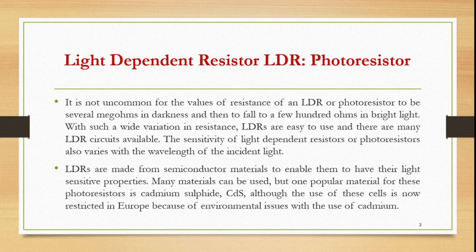These are semiconductor materials that enable them to have the property of sensitivity. So many materials can be used. The popular material for the photoresistor is cadmium sulfide, CdS. But nowadays the European countries have restricted the use of cadmium sulfide because of the environmental issues with the use of cadmium.